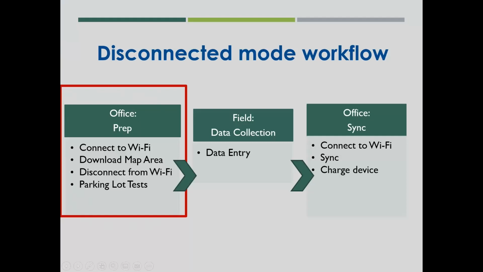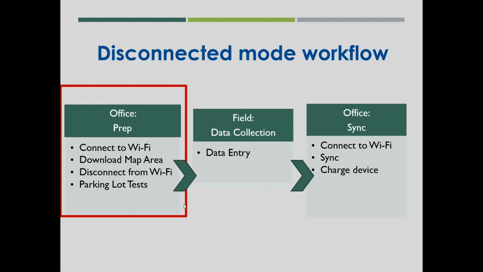You'll want to be sure that you're connected to a reliable Wi-Fi connection, and then an area of interest, offline map area, is downloaded to your device while you're connected to Wi-Fi. And then you probably want to, I have this bottom little bullet point, I always want to disconnect from Wi-Fi, but in the parking lot or maybe at your car before you leave to go into the field, do some little parking lot tests and make sure that that map opens up and everything is working as you expect before you head out.